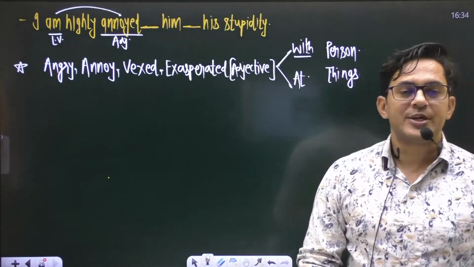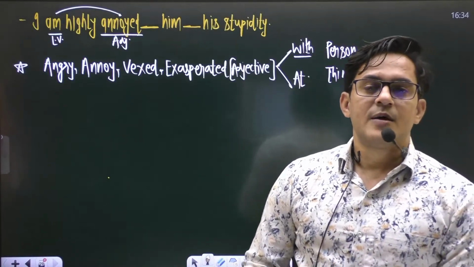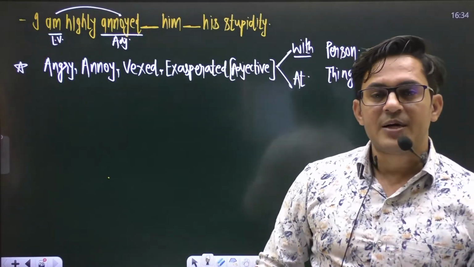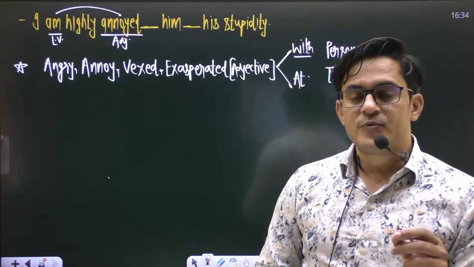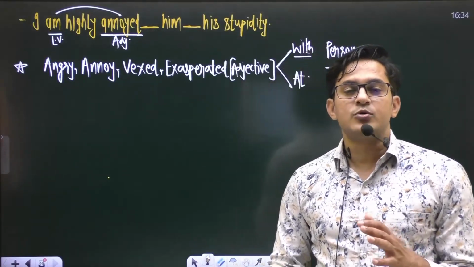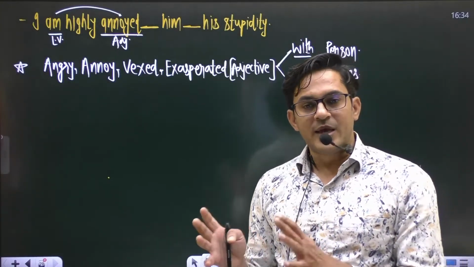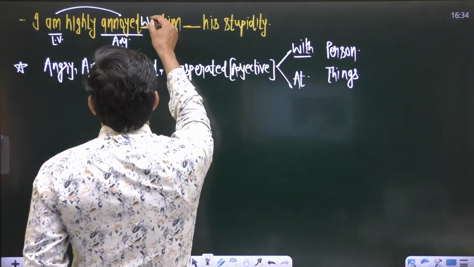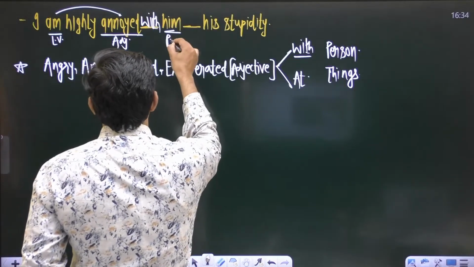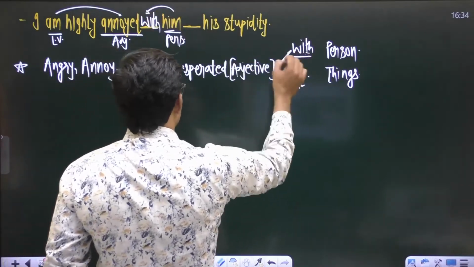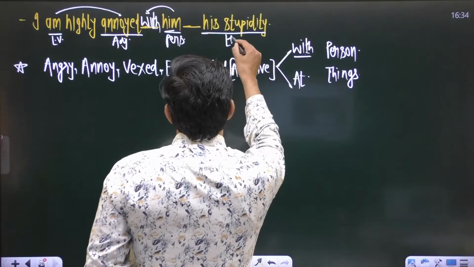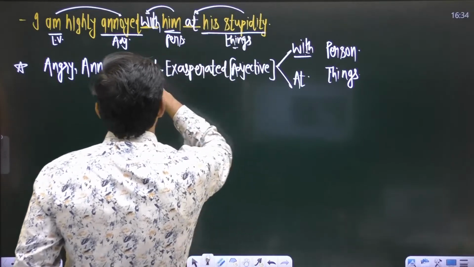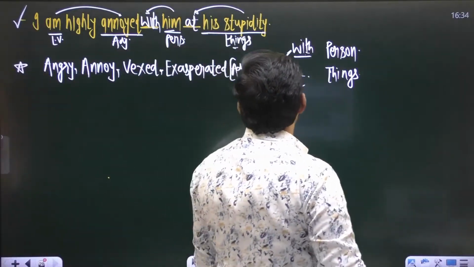This is the concept. Adjectives like angry, annoyed, vexed, exasperated, if these words are followed by a noun or pronoun which denotes persons, they demand with before that particular person. And if these adjectives are followed by a noun or pronoun which denotes things, before a thing-denoting noun we use the preposition at. The sentence will be, I am highly annoyed with him. This him denotes a person. Before persons we use the preposition with, and this word stupidity denotes a thing, and in the case of a thing-denoting noun we use the preposition at. The sentence will be, I am highly annoyed with him at his stupidity.